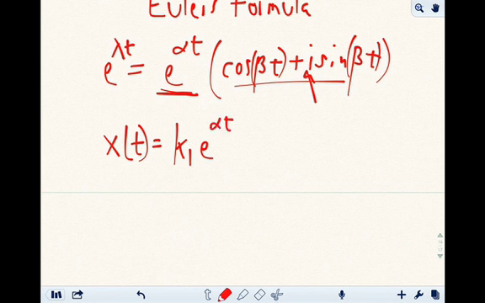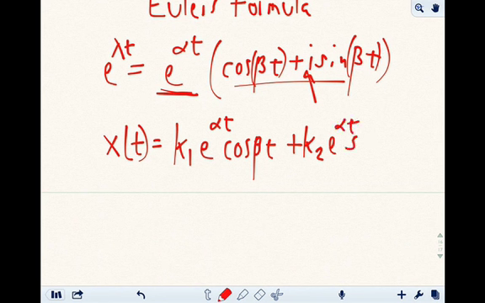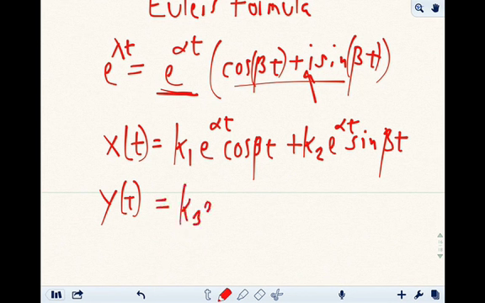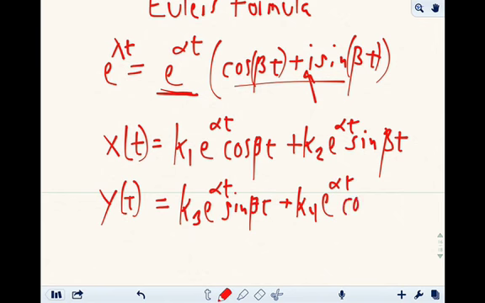x of t equals k1 e to the alpha t cos beta t, plus k2 e to the alpha t times sine beta t, and y of t equals k3 e to the alpha t sine beta t plus k4 e to the alpha t cos beta t.